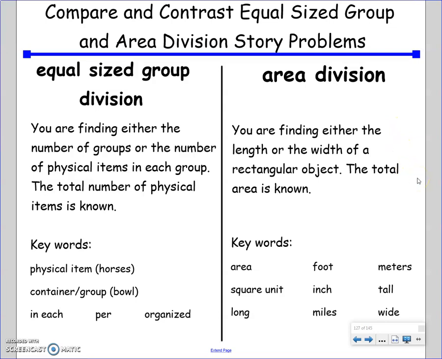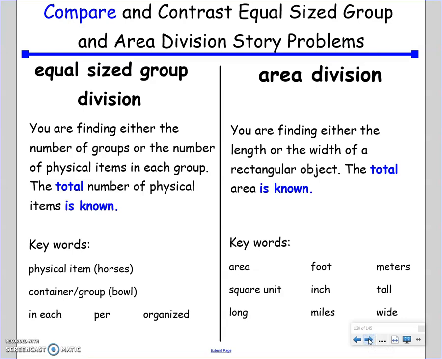So third grade, let's put it all together. Let's compare and contrast equal-sized group and area division story problems. How are equal-sized group and area division story problems similar? Well, one way they're similar is that in both, we know the total amount. The total amount is known. That's really the biggest similarity between equal-sized group division and area division problems, other than, of course, the fact that we divide to solve them both.